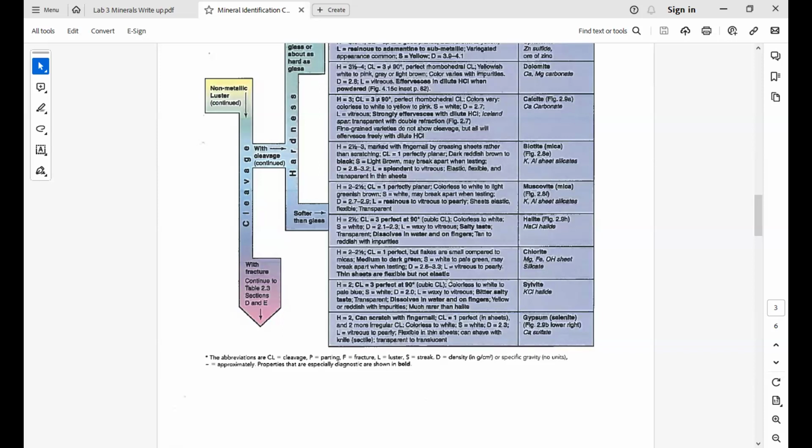So it's not Sylvite. So we go up here and this is the one that was medium to dark green chloride. So that's not it. How about one with hardness of 2.5, cleavage 3, perfect at 90, colorless to white, streak is white, waxy to vitreous, that all works, salty taste, transparent, dissolves in water. Okay, this is it. It's not bitter, it's salty. So that's halite. And in rock forming quantities, it's called rock salt.